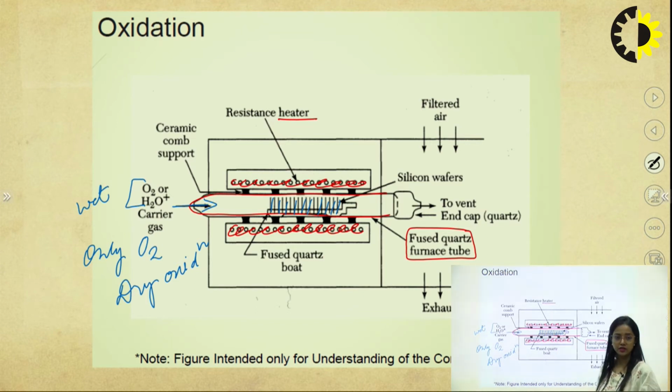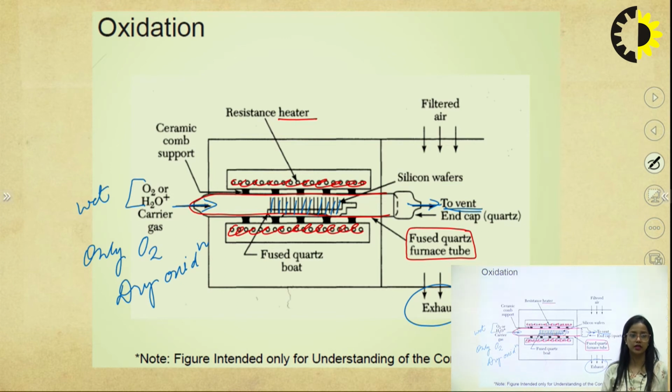Of course they will react with the silicon wafers, and then we have a vent using which the byproducts or the remaining unused gases can be pulled out of the system, which is called the exhaust pump.